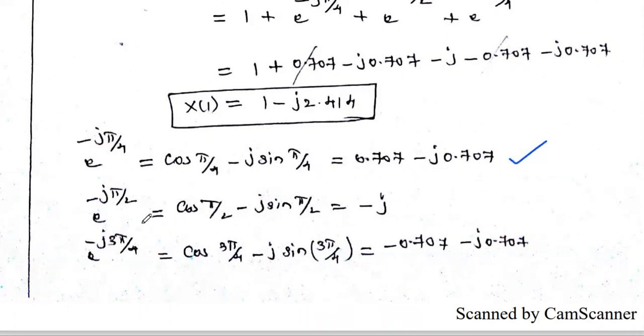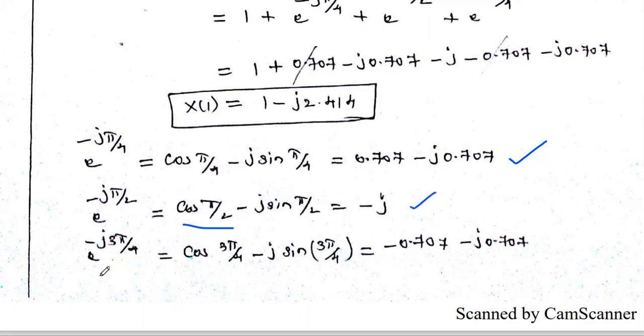Similarly, you may calculate e power minus j pi by 2. What is e power minus j pi by 2? It is cos pi by 2 minus j sin pi by 2. Pi is 180, so pi by 2 means 90 degrees. Cos 90, you already know the answer is 0, and sin 90 is 1. So that's why minus j.